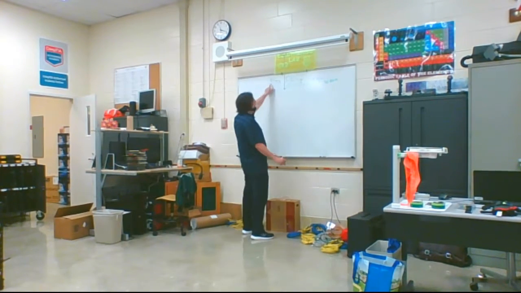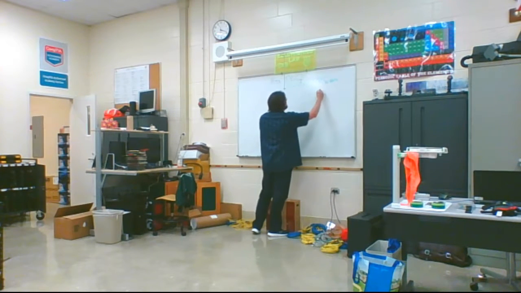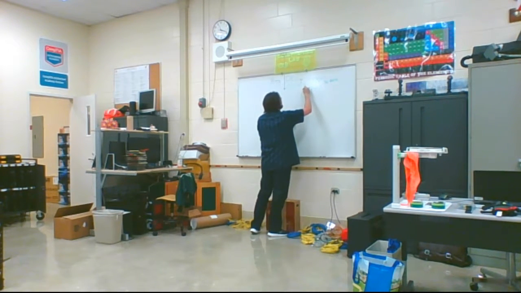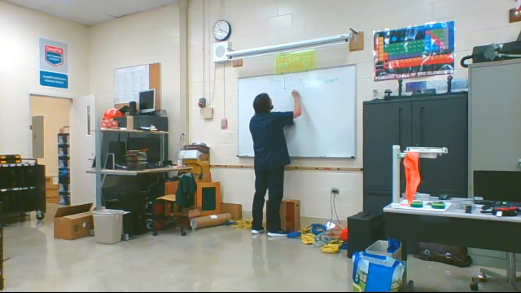So our base is 2, so 2 to the 0. Let me scoot that up. 2 to the 0, 2 to the 1, 2 to the 2, 2 to the 3, 2 to the 4. Just making sure you're paying attention. 2 to the 5, 2 to the 6, 2 to the 7, 2 to the 8.